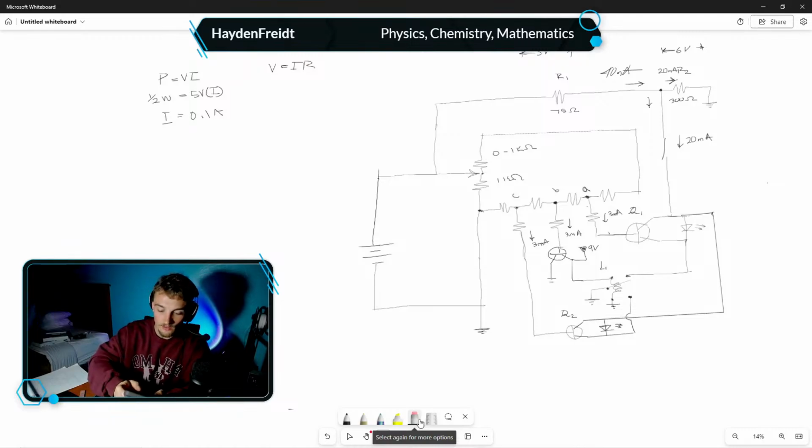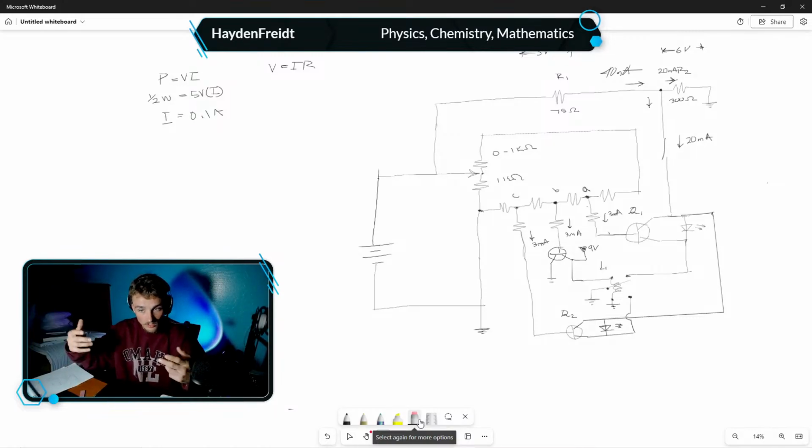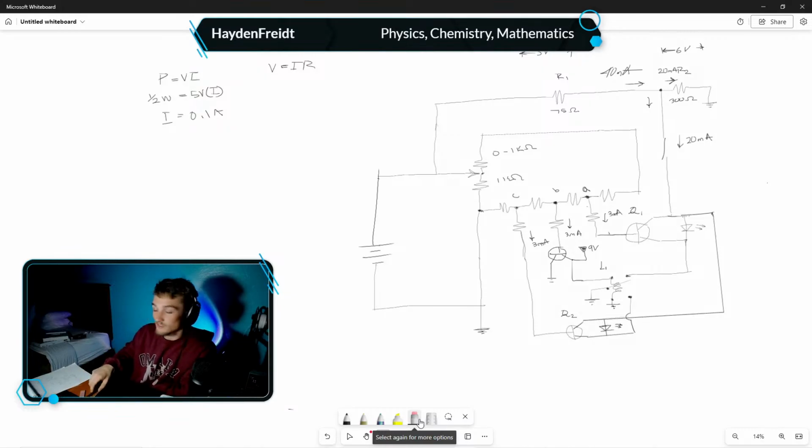Most definitely progressing together. I have a lot to learn as well. I have a lot of room to grow. But this is what we're here for, right? This is what we're doing. We're practicing and doing these exercises and getting more familiar with these laws and the operation of the components and things like this.